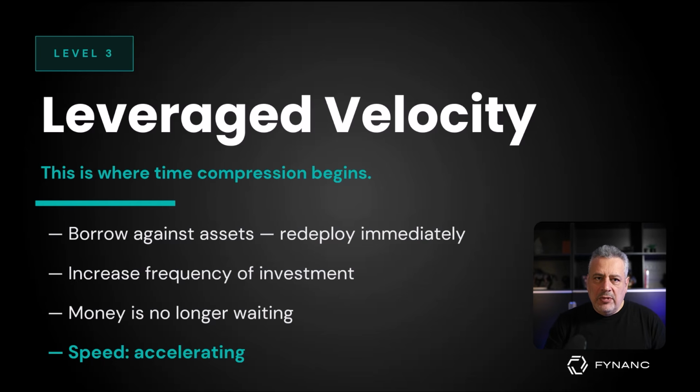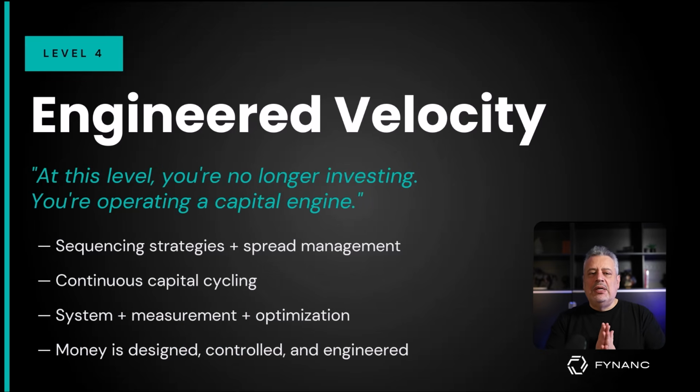However, there's much faster, and that's what we're going to talk about today: level 4. This is called engineered velocity, and this is where things take off like crazy. At this level, you're no longer investing, you're operating a capital engine. I want you to imagine you're controlling an engine that is going so fast, and it might take maybe an hour or so per month just getting it moving so fast. Very, very few people ever get to this point.